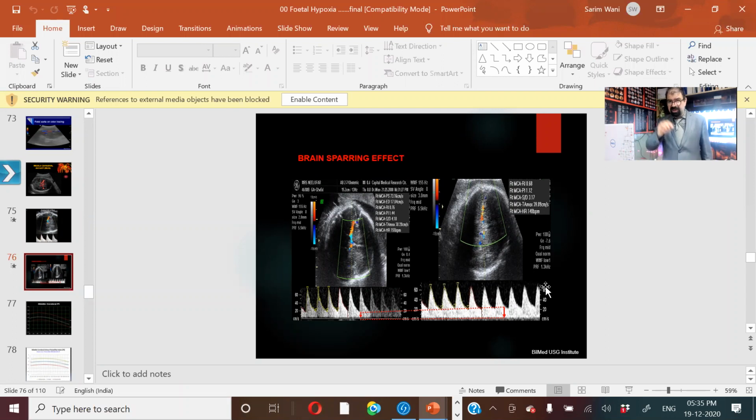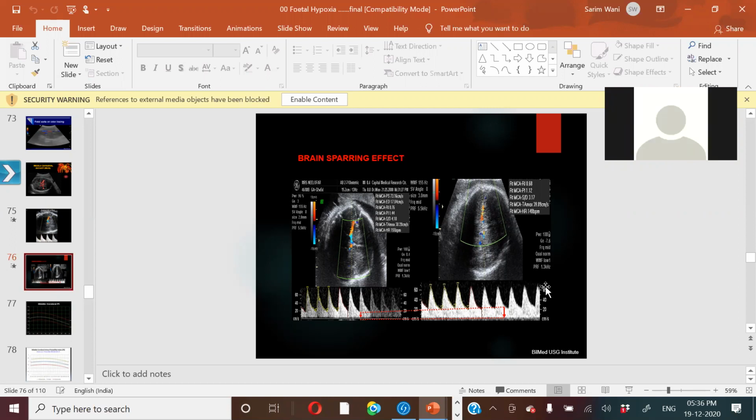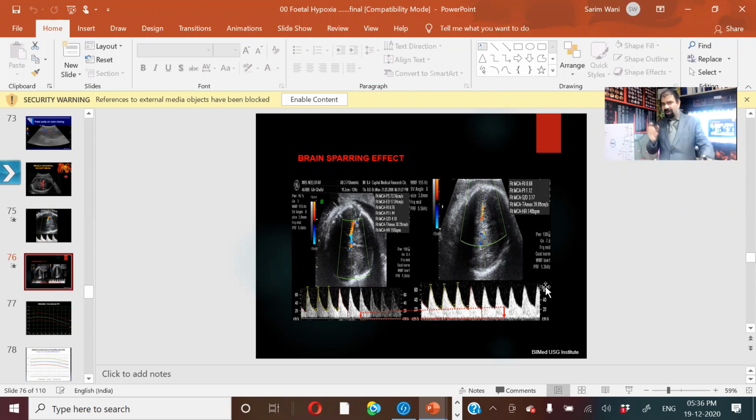Now, in fetal anemias, I have to see this peak systolic velocity. If the peak systolic velocity is crossing 80, now please note it, then you are dealing with fetal anemia. If it is in the bracket of 60 to 80, that is borderline. And in normal, it is not crossing 60. Sir, at any gestational age? No. Now we have charts.